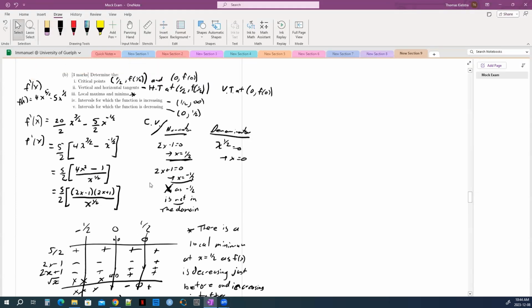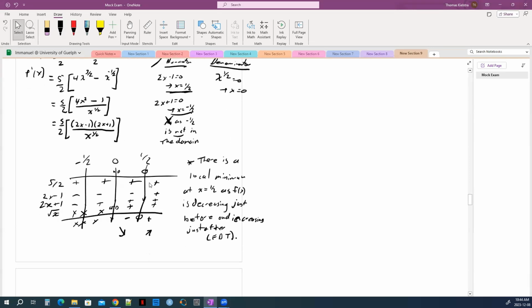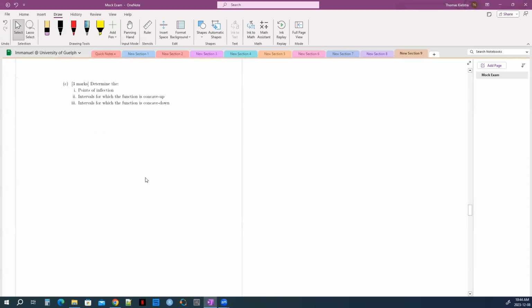Now we have our part B done. So now we're going to move on to points of inflection, intervals for which the function's concave up, and intervals for which the function's concave down. So here, this is analyzing the second derivative.